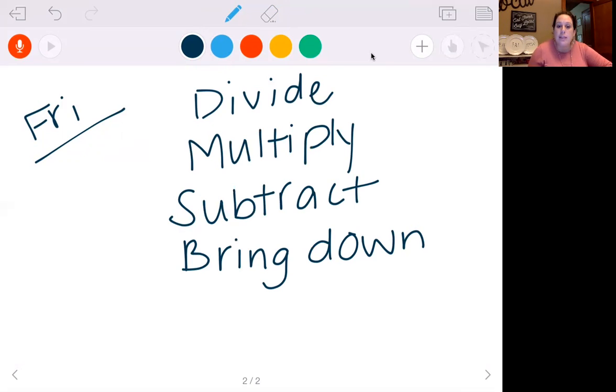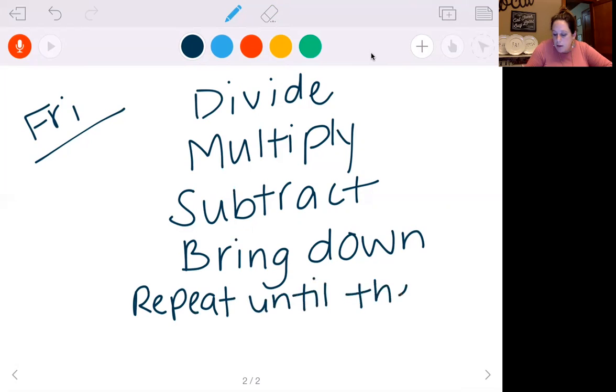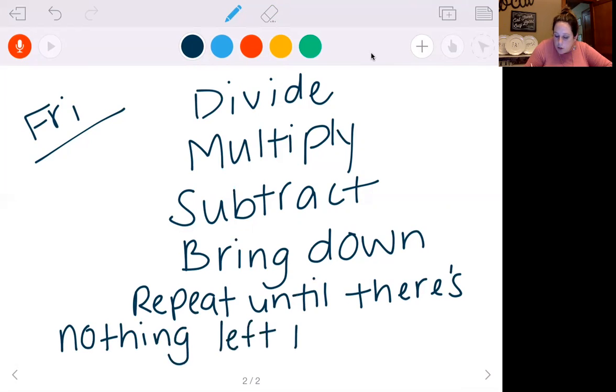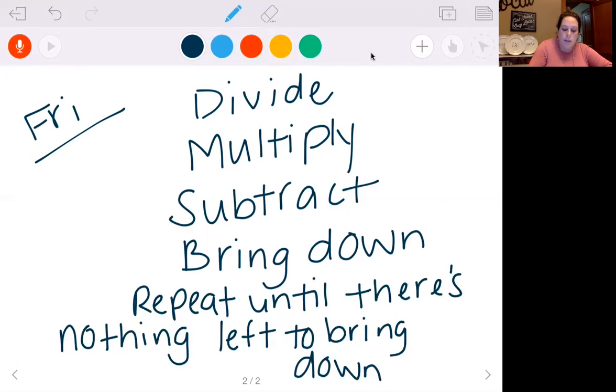We're going to do these steps in that order, and then you repeat until there's nothing left to bring down. So we repeat these steps over and over again until there is nothing left to bring down. Okay, so pause this if you need to get these notes down. I'm going to move on to the actual problem they give us.